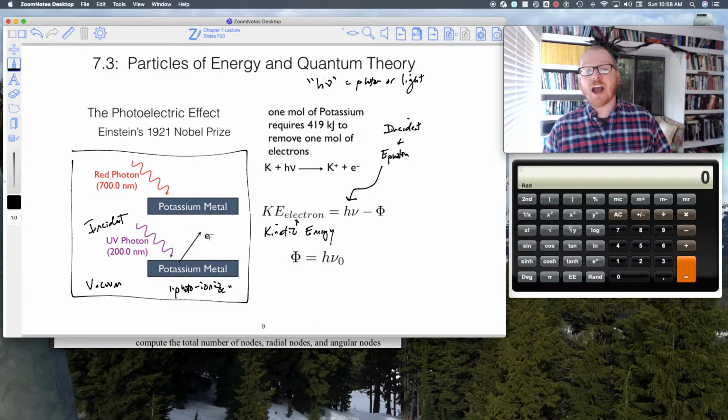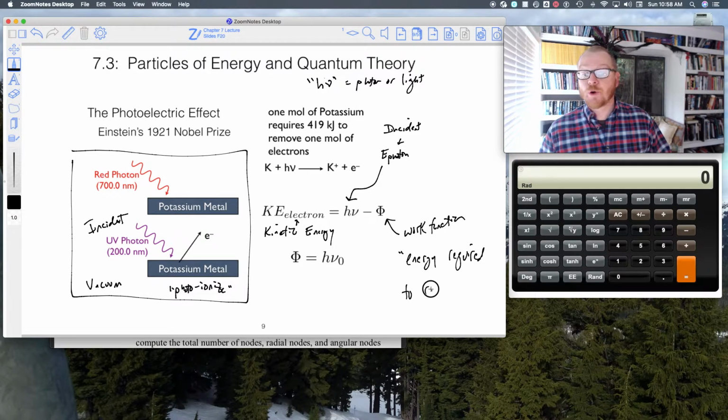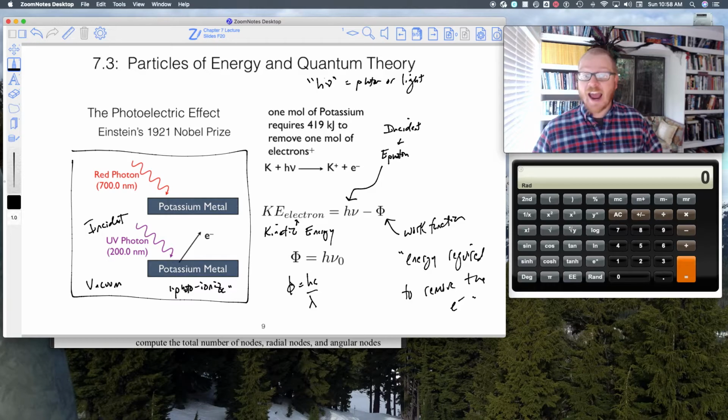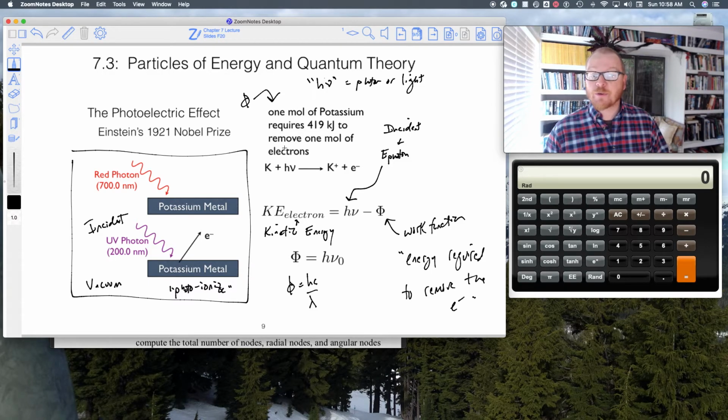So now the kinetic energy of this ejected electron will equal the energy of the incident photon, h nu, minus what we call the work function. And that's just a fancy way of saying the energy required to remove the electron. And so we could say phi equals also h times nu sub 0. We could also say phi equals hc over lambda. We could also say phi equals this energy that I have right here. So phi, this work function or energy required to remove the electron, can also be related to this number.